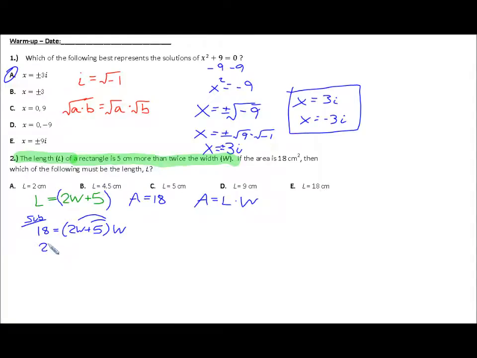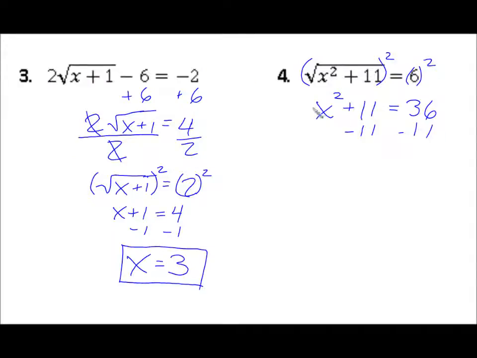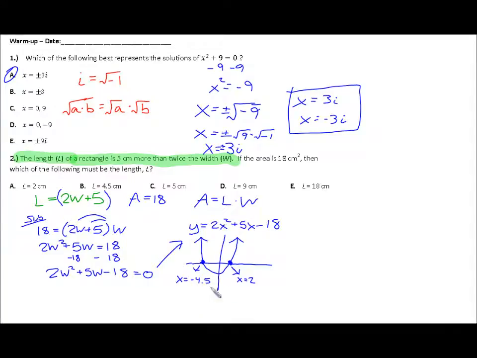Distribute that and you go 2w squared plus 5 times w equals 18. That might look like a strange equation to solve if you're not familiar with quadratics. What's funny about this is when you square both sides, you end up with a quadratic. You have to take note of that because it may or may not have two solutions. This one actually does. So there are two possible solutions for this equation. There's two things you could plug in here that would work.